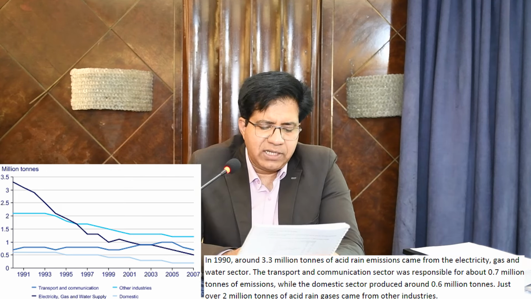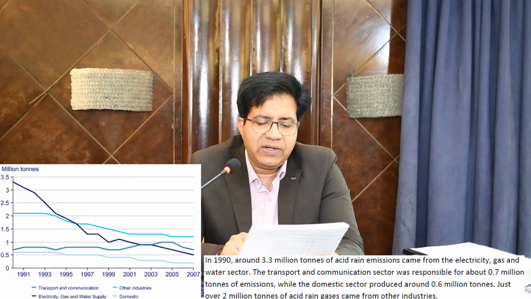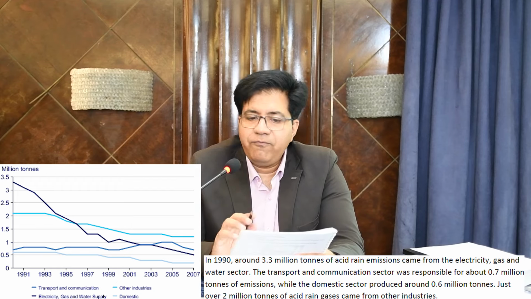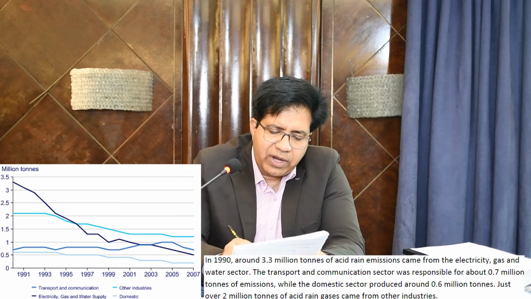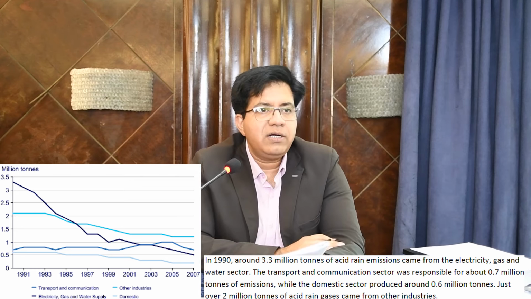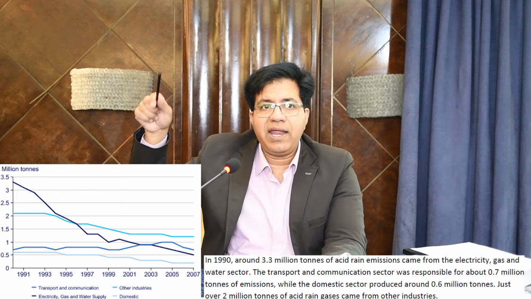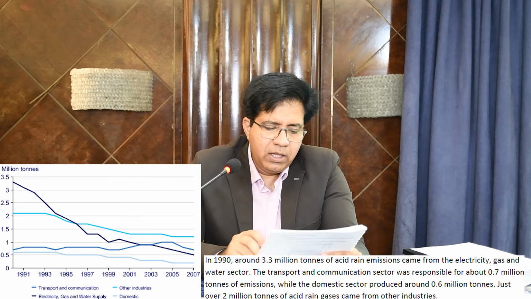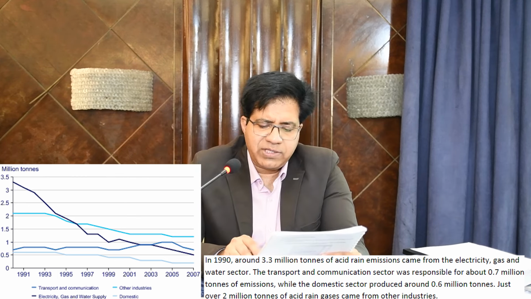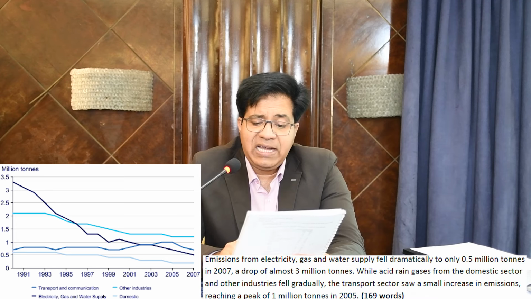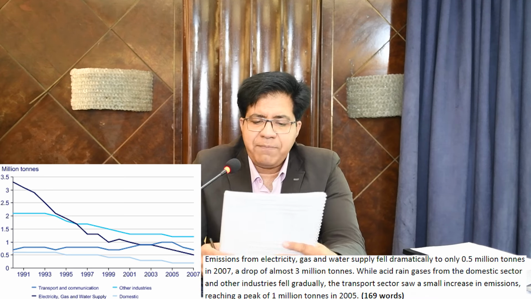Just over 2 million tons of acid rain gases came from other industries. So that is over 2 million. Where is over 2 million? It's the gray line with number 2. So that is other industries. So write number 4 there and number 4 there, because the book is photostat black and white. Otherwise these lines are green, orange and all that. You can easily understand that. Okay, domestic sector produced 0.6 million tons. Just over 2 million tons of acid rain gases came from other industries. Emissions from electricity, gas and water supply fell dramatically to only 0.5 million tons.